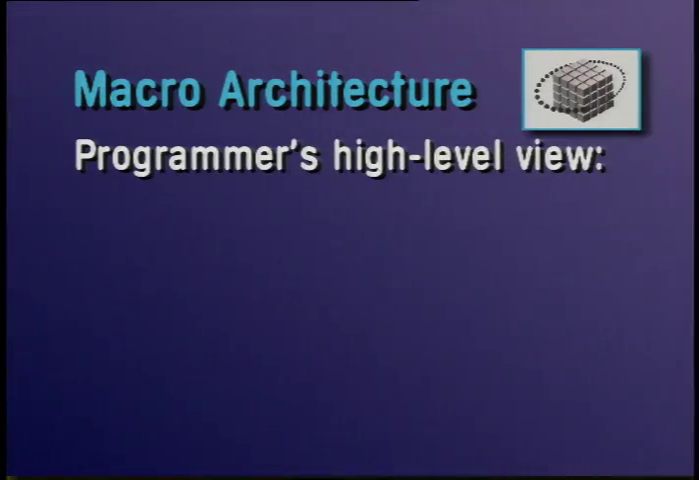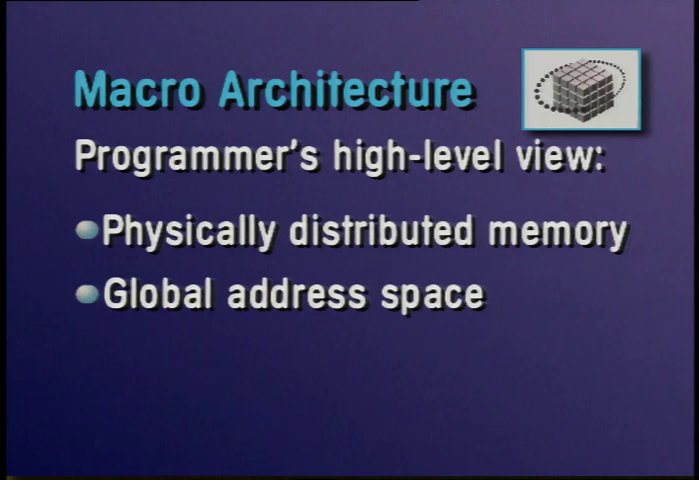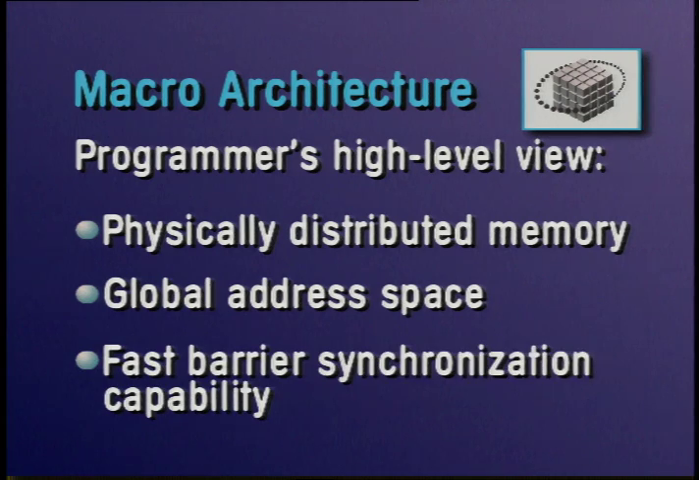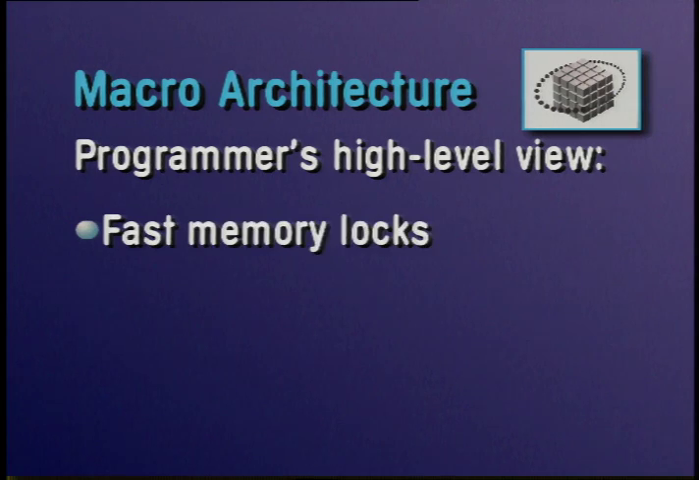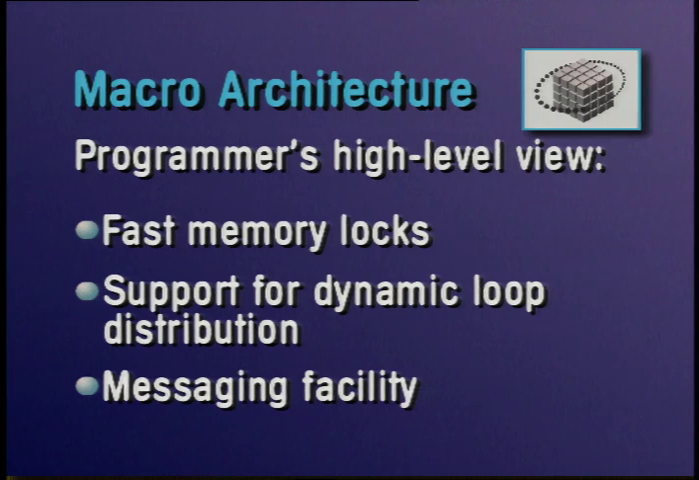The T3D's macroarchitecture can be described by the characteristics that are visible to the programmer. These include the physically distributed memory, which probably represents both the largest challenge and the greatest performance opportunity for a programmer, the global address space, which provides the ability to communicate in a fine-grained manner, fast barrier synchronization, especially useful for data parallel programming, fast memory locks and support for dynamic loop distribution, especially useful for work sharing, and hardware messaging support, especially useful for the message passing programming model.